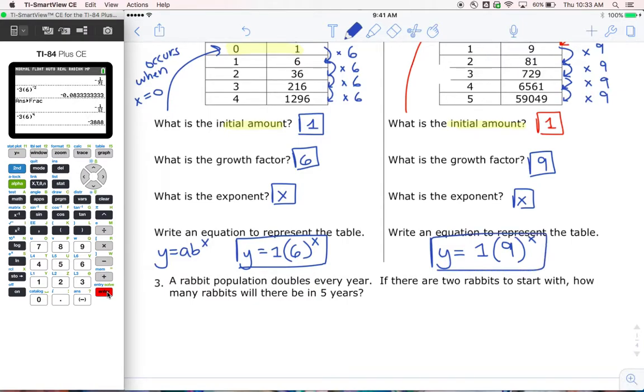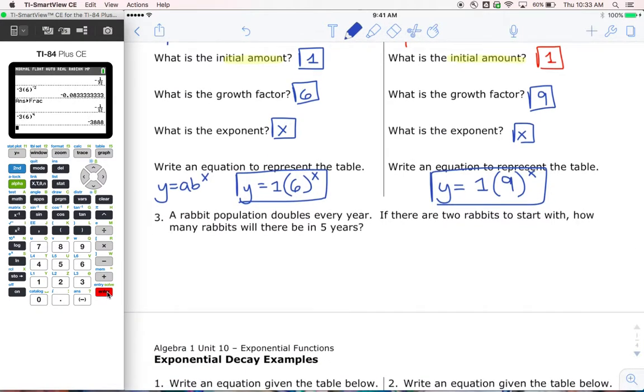Okay, finally we have a word problem here. A rabbit population doubles every year. If there are 2 rabbits to start with, how many rabbits will there be in 5 years? So let's break this down into my equation. What is A? Well, A is my initial amount. So that's got to be 2, right? 2 rabbits to start with. That's my initial amount.